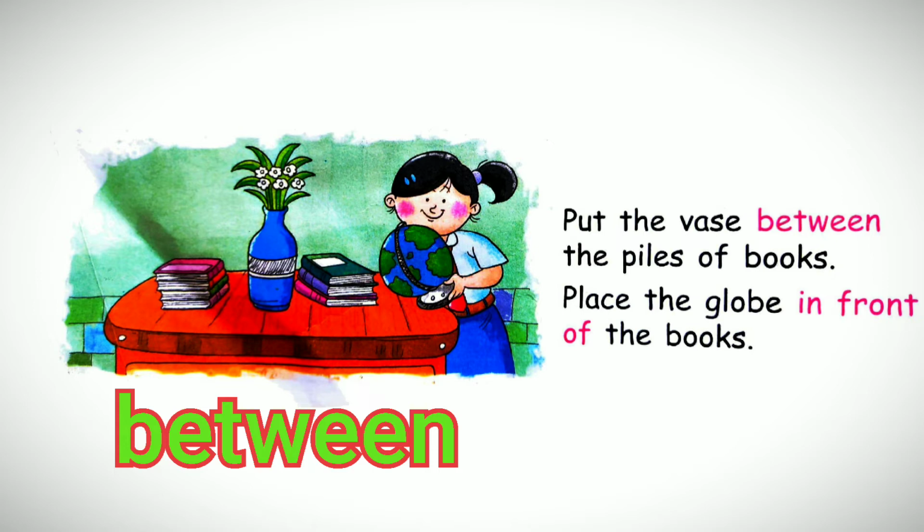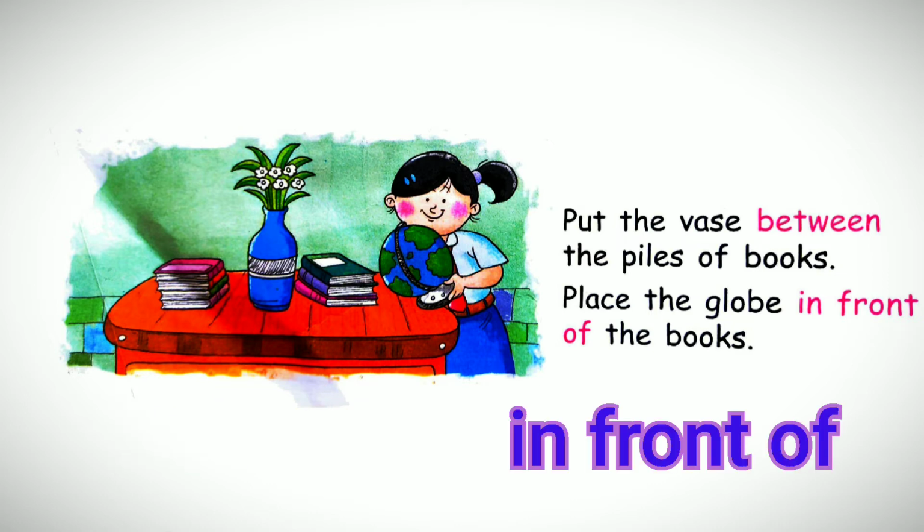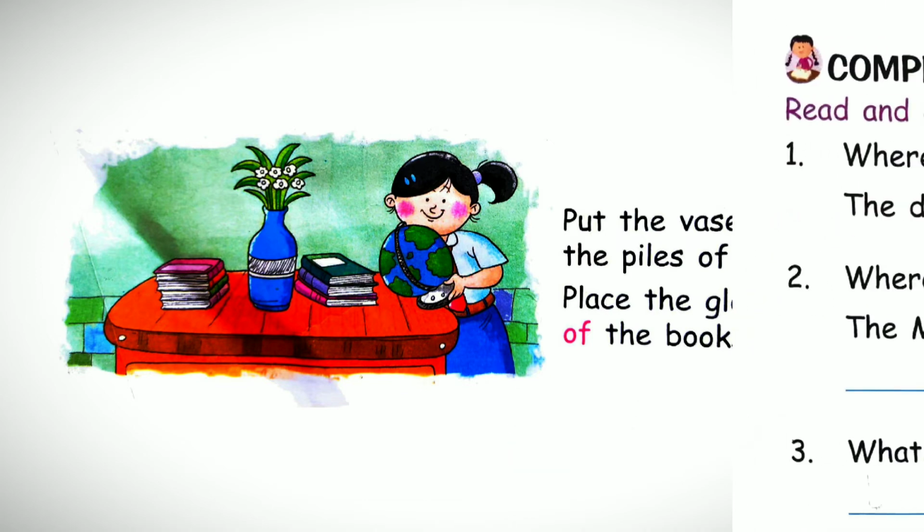We can see a bunch of books there, and in between the piles of books we can see a vase. And the position of the globe is in front of the books. In front of shows the position of the globe. Here we can see a blue color vase on the table in between the piles of books, and there are some flowers in the vase. And we can see a globe in the hands of the student, and she is trying to keep the globe in front of the books.